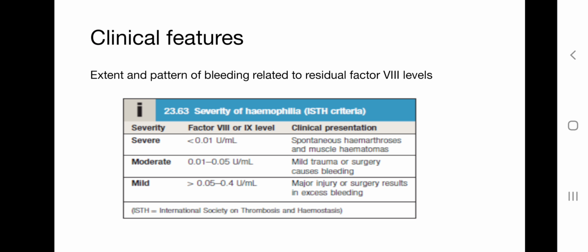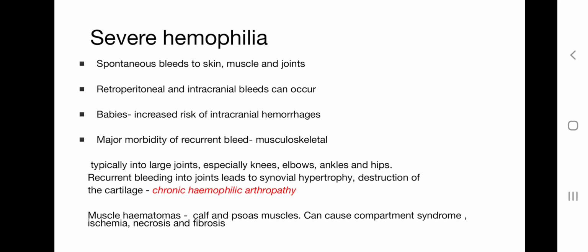They will have spontaneous and recurrent hemarthrosis, and muscle hematomas which can get infected, forming abscesses, causing long-term debility in such patients. So in mild, only major trauma causes bleeding; in moderate, even mild trauma can cause bleeding; but in severe, even without trauma they can develop spontaneous bleeds into joints and muscles.